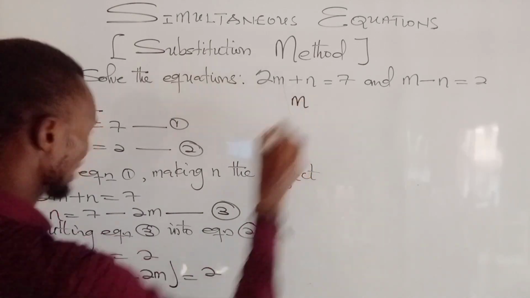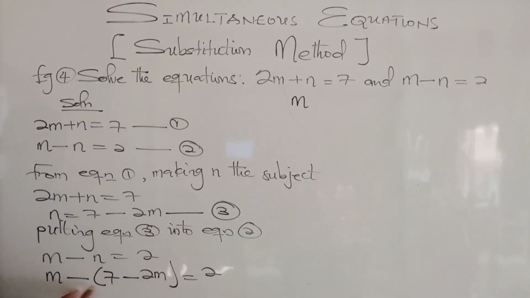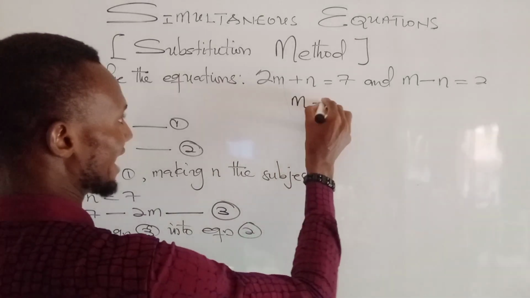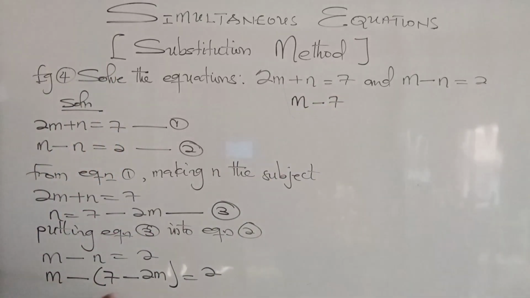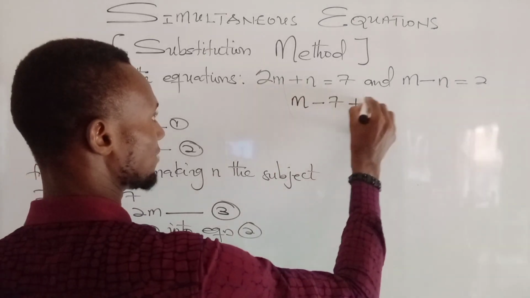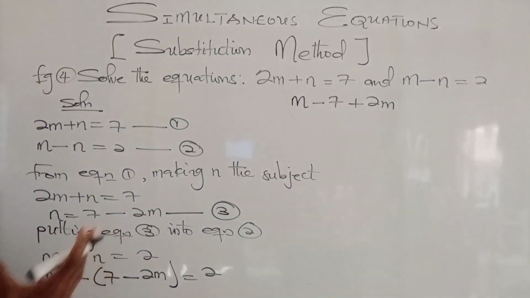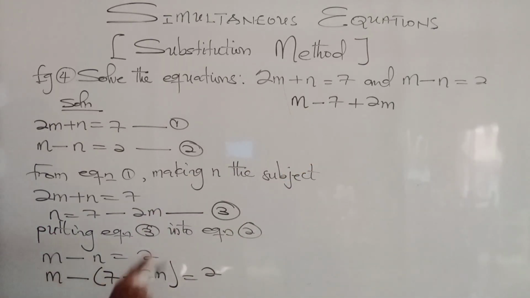So I have my m, then the negative will open the bracket. The coefficient here is 1, so in front of this bracket we have negative 1. The negative 1 opens the bracket. Negative 1 times 7 gives negative 7, and negative 1 times negative 2m gives positive 2m, because when negative and negative multiply, it becomes positive. So this minus affects the 7, giving minus 7, and this negative affects the minus 2m, so it becomes positive 2m. That's you opening the bracket.